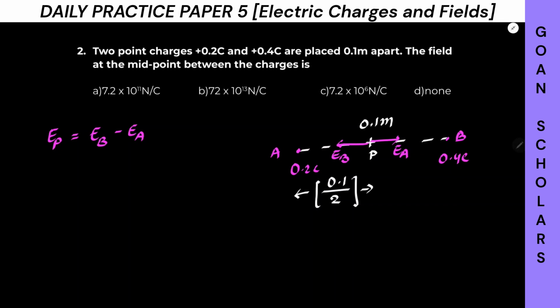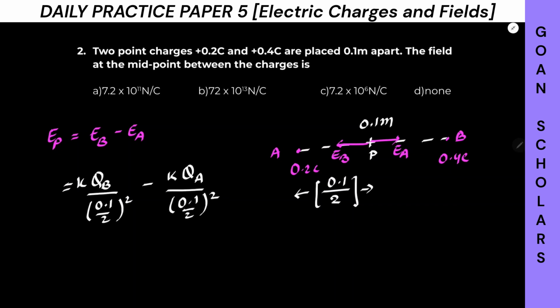Great. Let's move ahead. So what is EB? EB is equal to K charge on B upon separation. Separation is what? R by 2 whole square. Or let me not make it R by 2 to confuse you. I'll just simply take the value here, 0.1 upon 2 whole square. Minus, I'll put the values also, K QA upon separation, again 0.1 upon 2 whole square, right?